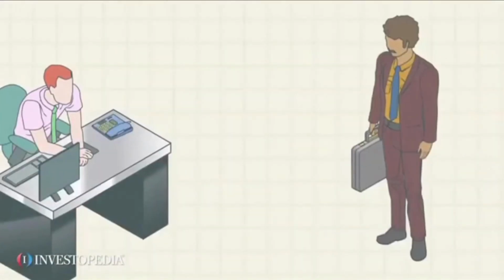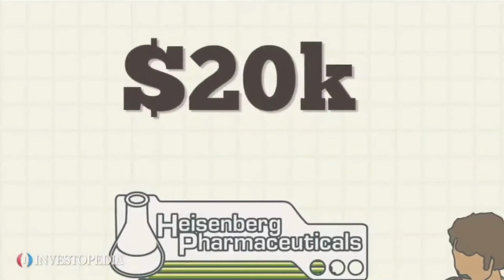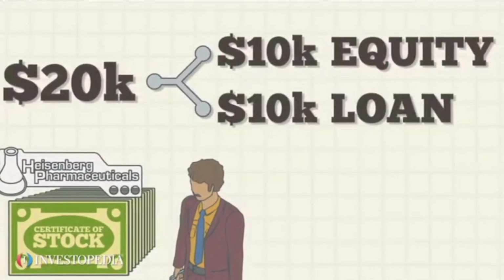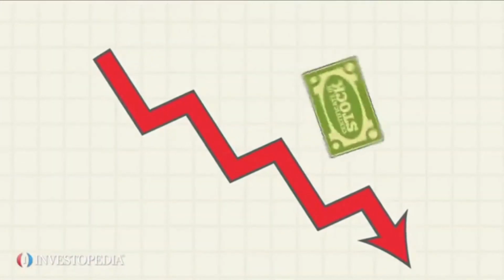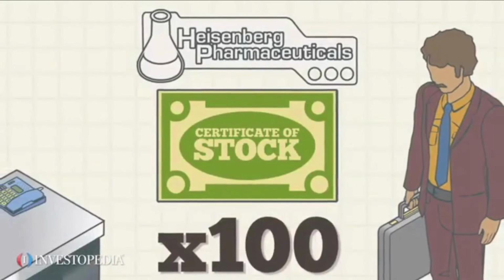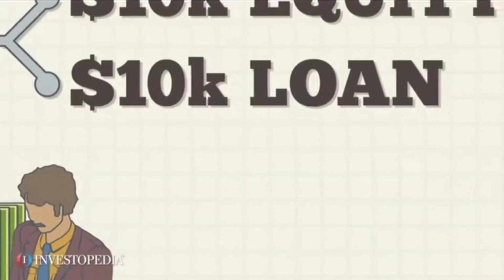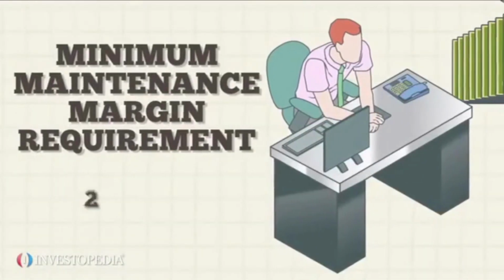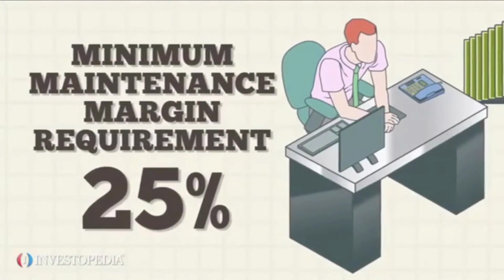For example, Joe buys 100 shares of Heisenberg Pharmaceuticals for $20,000, using $10,000 of equity and a $10,000 loan from the broker. After an extremely poor quarter, the market value of Joe's shares drops to $12,000, leaving the margin loan still sitting at $10,000, but the equity at $2,000. If the minimum maintenance margin requirement is 25%, then the equity must not fall below $3,000.